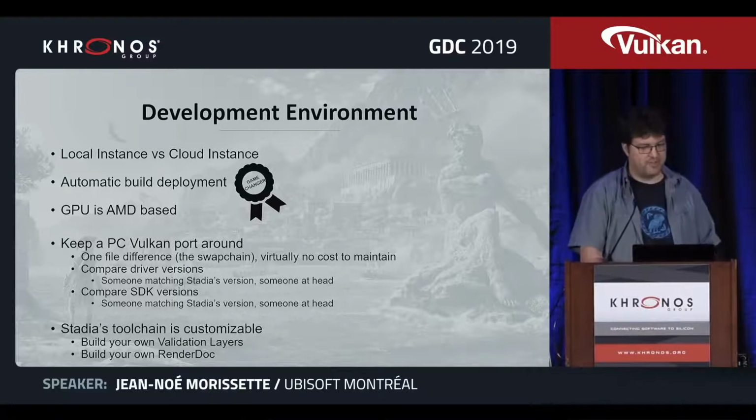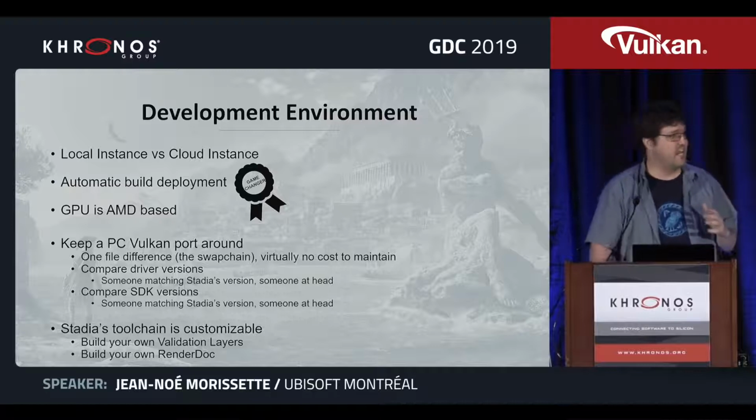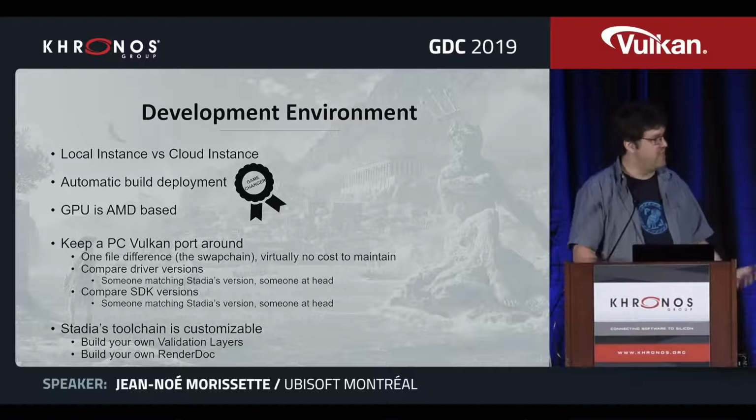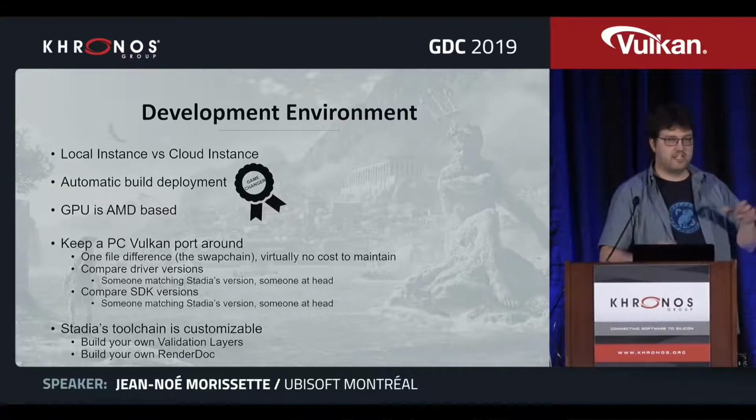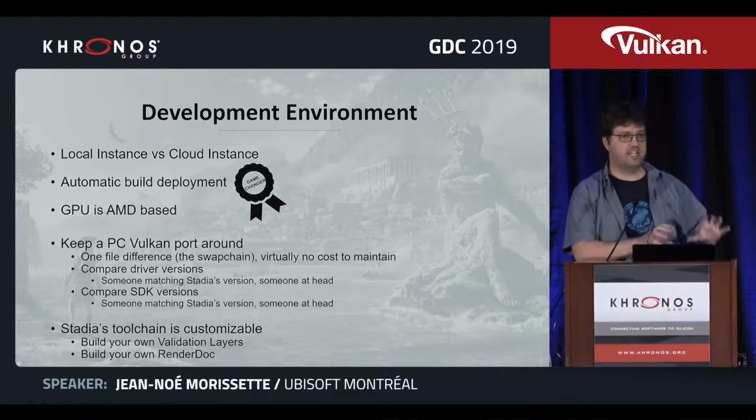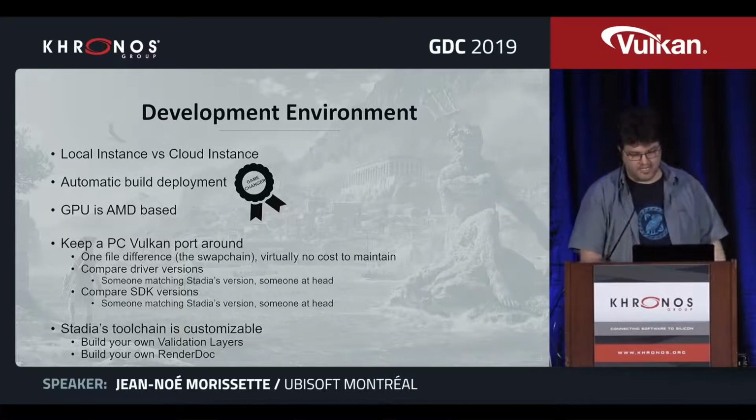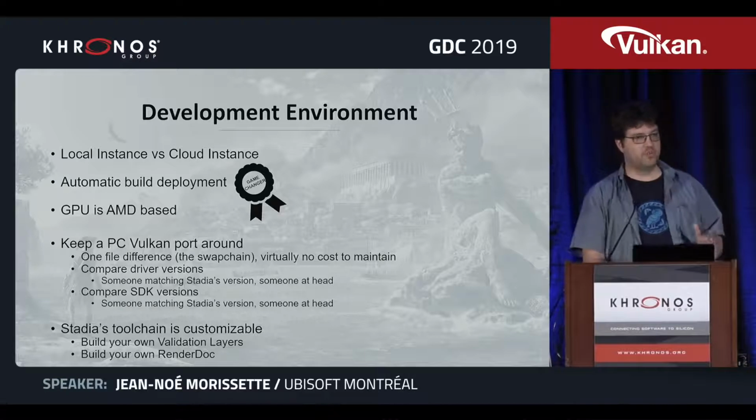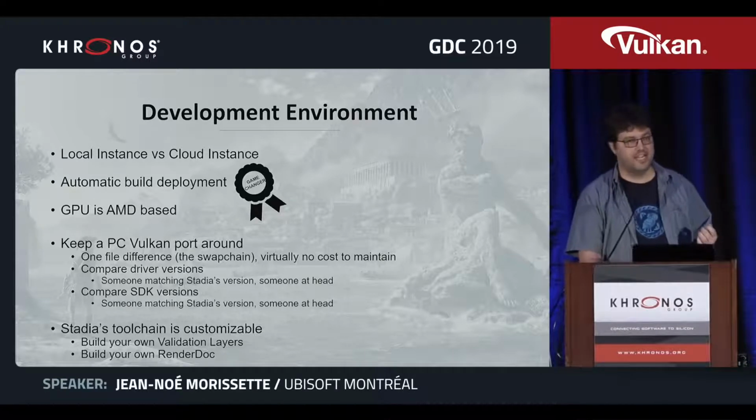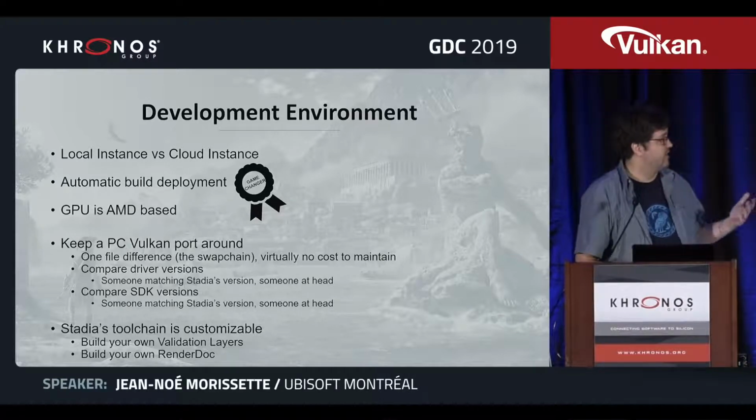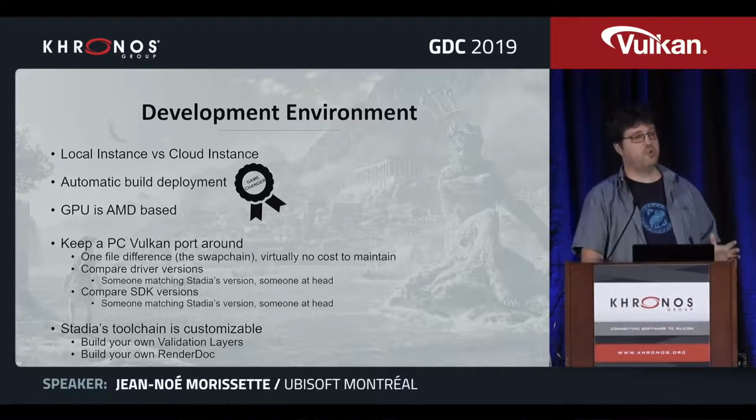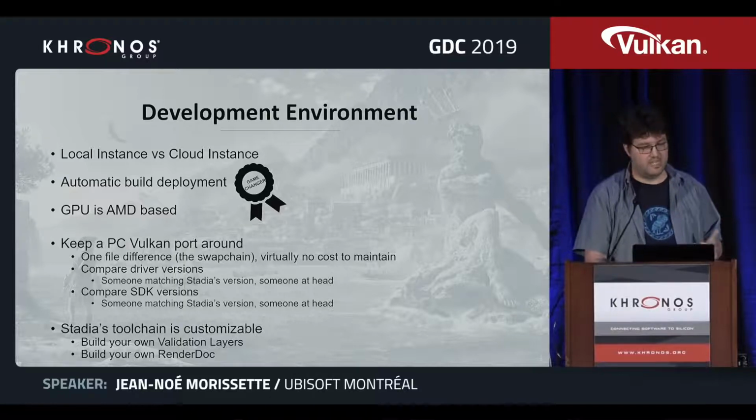And this is not so much about the development environment, but I got asked this by every team that was starting a new port, basically. Do we keep a PC Vulkan port around? Or do we consider Vulkan to be the API for Stadia and that's it? Or is it worth it for us to carry that extra build around? And absolutely. It's not much work. In our case, it was one file, basically, and the swap chain, 1 page of code. It just uses different extensions and that's it. So it's virtually no cost to maintain, and you have a PC build there.